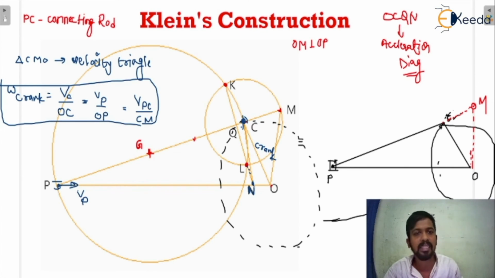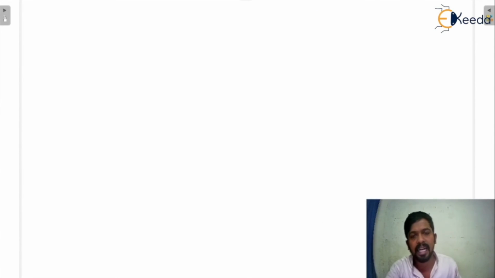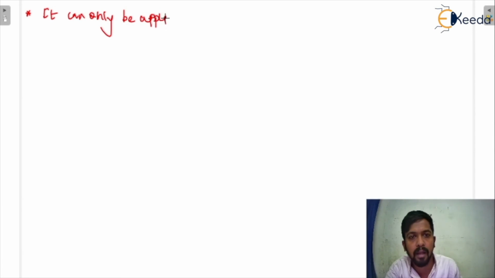Now one important thing for the Klein's construction is that it can only be applied in single slider crank mechanisms. I'm just writing here that this is about the Klein's construction. So it can only be applied in a single slider crank mechanism.